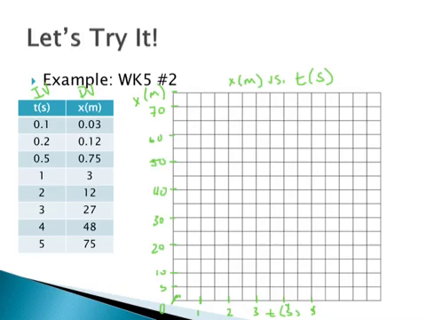Next one, I go to 0.5, which is right on this line here, and I go up to 0.75. So it's going to be up a little bit and right on that line. Then next I'm at 1 and 3. It'll be there. Then I'm at 2 and 12.